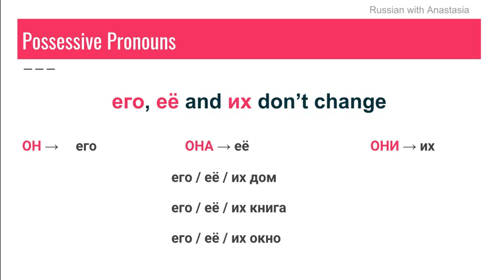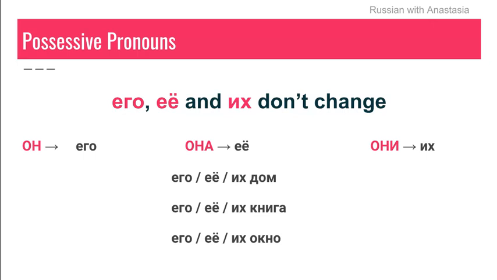The same with она and ее. Ее дом and ее книга. Они, их, they and their. Их дом, their house. Их книга, their book. It doesn't change like in English. All right, let's look at the examples.